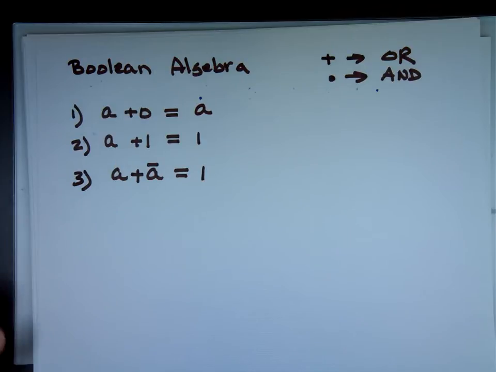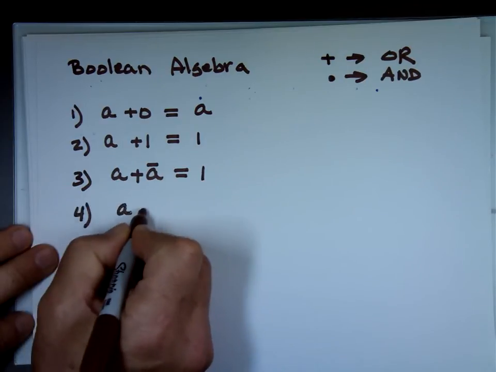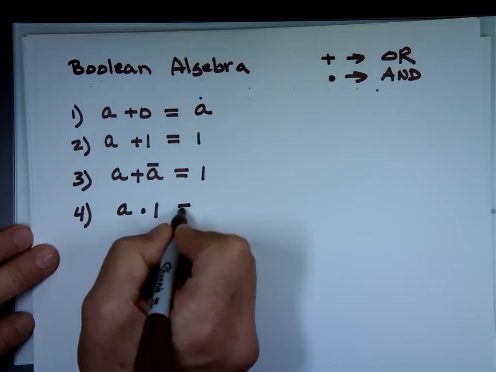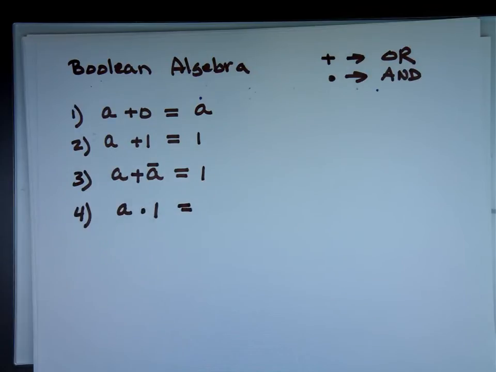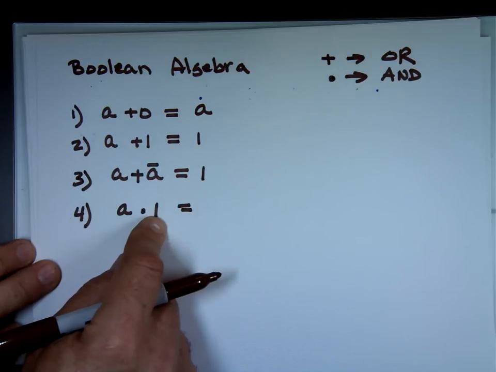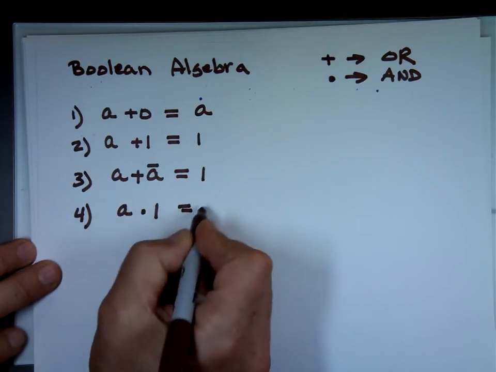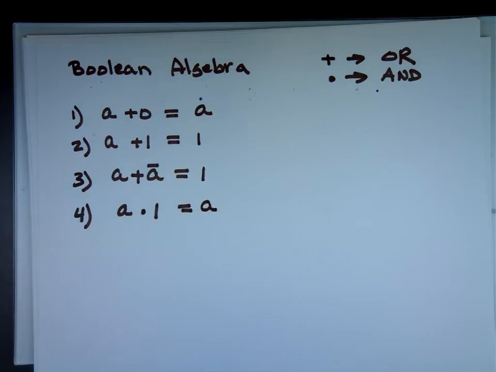Let's put some AND gates. A and 1. When A is 0, what is 0 and 1? 0. When A is 1, what's 1 and 1? 1. So it depends on A. If A is 0, the result is 0. If A is 1, the result is 1.